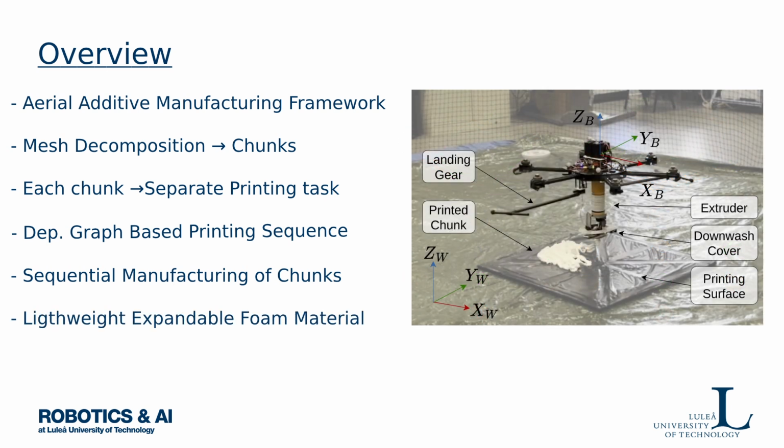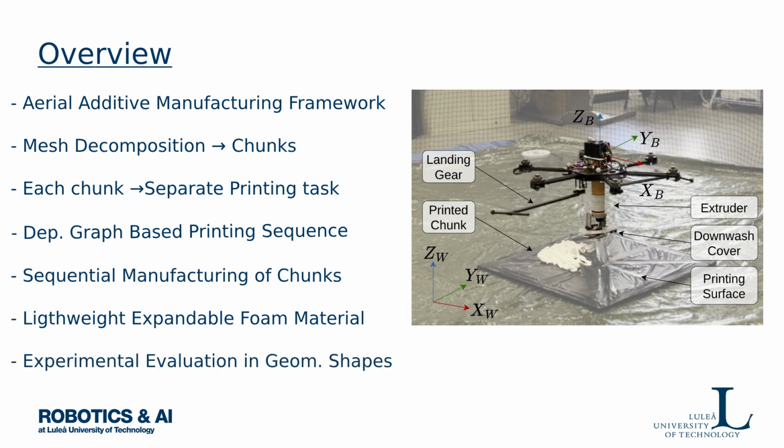To implement this framework, an aerial hexacopter platform, equipped with a pressurized canister containing a lightweight expandable foam material, is used. The UAV's onboard computer controls the foam extrusion, enabling the UAV to construct its assigned chunk while traversing a space-filling path and depositing material in layers.